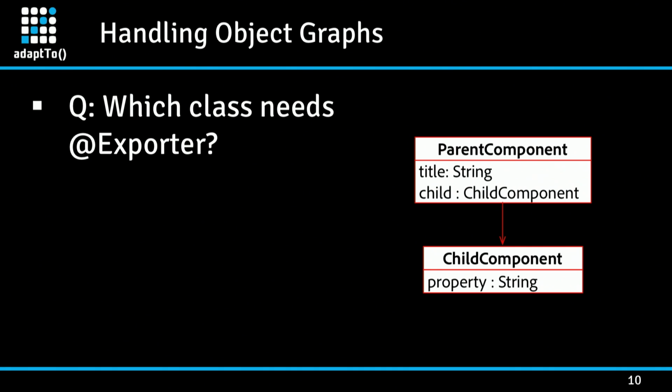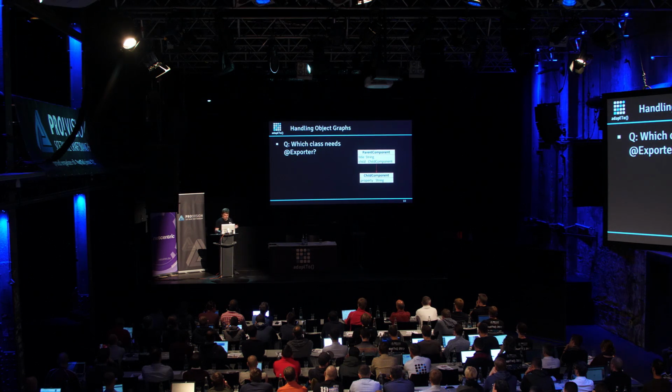So one interesting question that I get since this has been introduced is about kind of complex object graphs. So it's pretty straightforward. If you have only one model, you put the export annotation on the one model, everybody's happy. But in a more complicated case where you have the parent and the child, so the child could represent a sub-resource or just, again, some arbitrary data structure, where do you need the exporter?